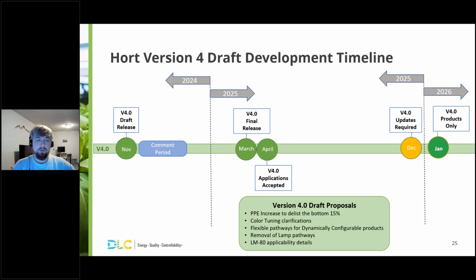Again, here's a quick view of the draft development timeline, where we're aiming at having a final policy release in March, start accepting applications in version 4, having a fully transitioned QPL by the end of 2025, going into 2026. So about 9 months for listed products to update from version 3 to version 4. Again, 85% of everything that's listed today, as long as it's on the market and still out there, should have a pretty easy time updating, because we're not changing any other thresholds, just efficacy, and then adding some additional details, as I mentioned.